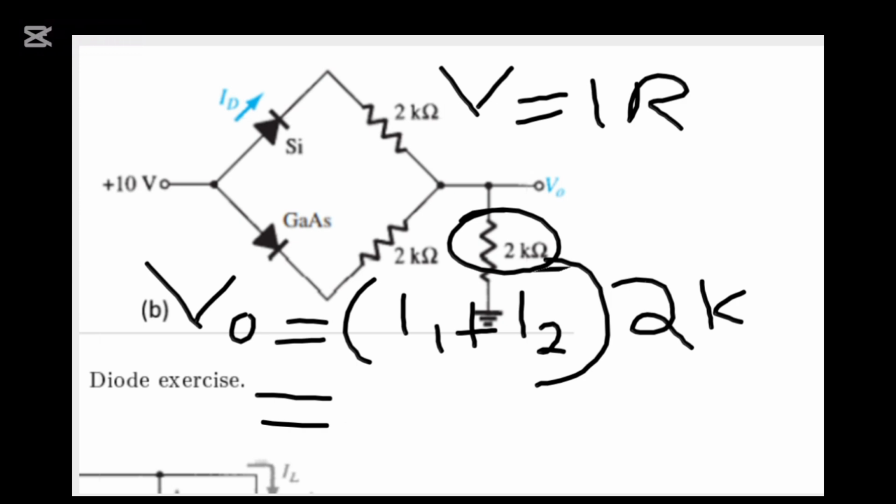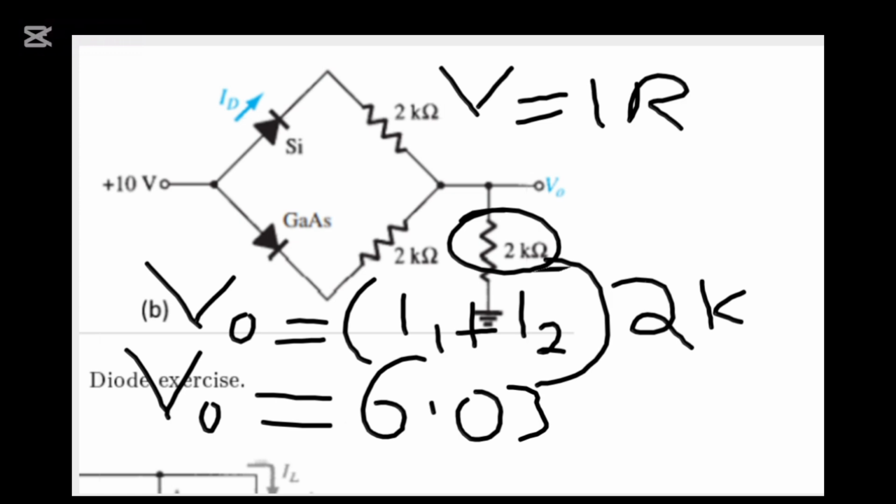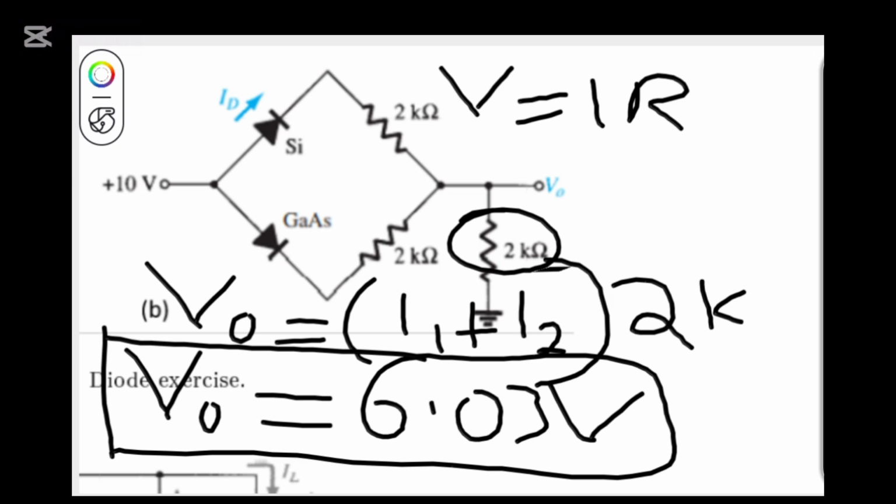You're going to multiply with the milliamps and also with the kilo. So at the end, V naught is equal to 6.03403. I'll leave it at 3. So this is my V out. So this is the end of this question.